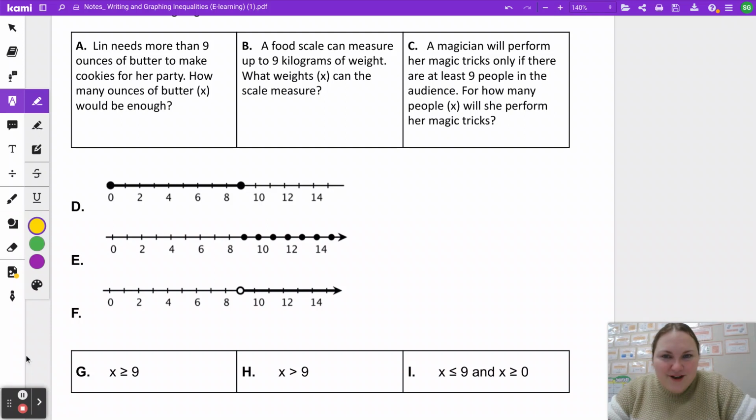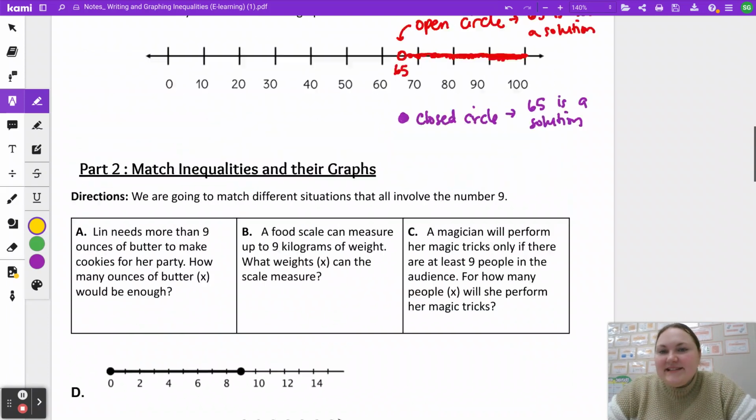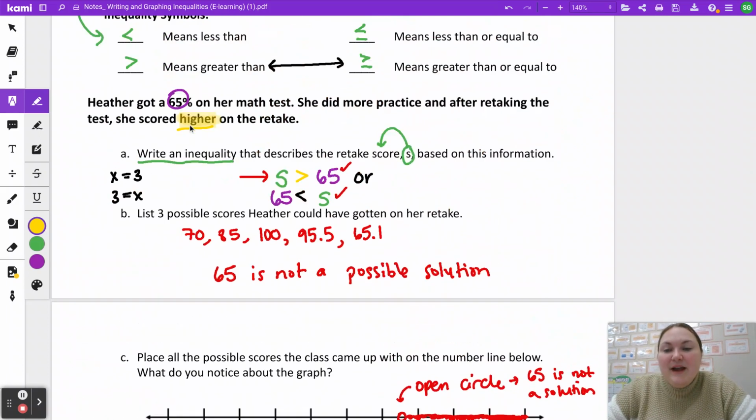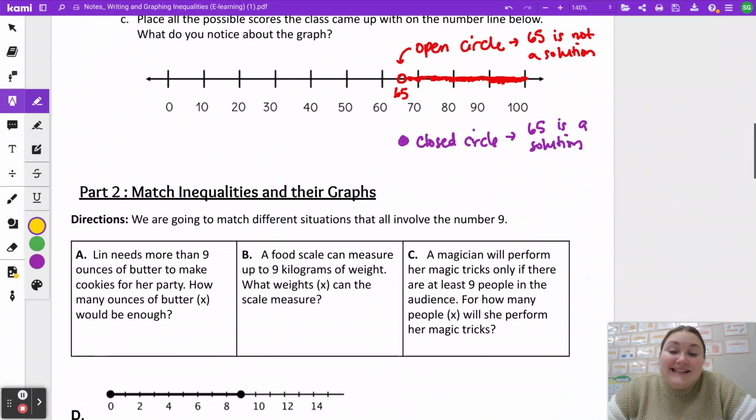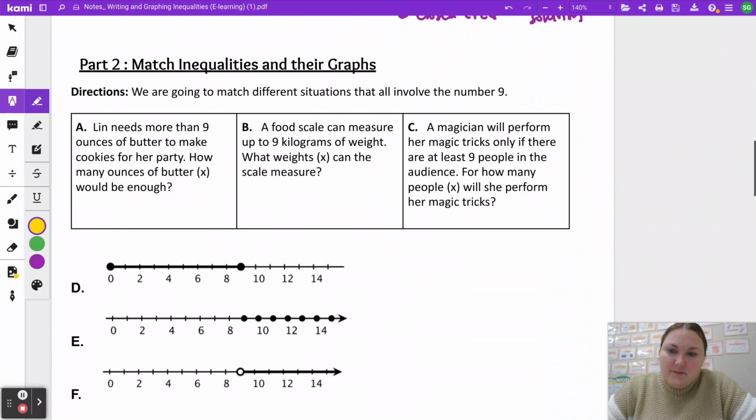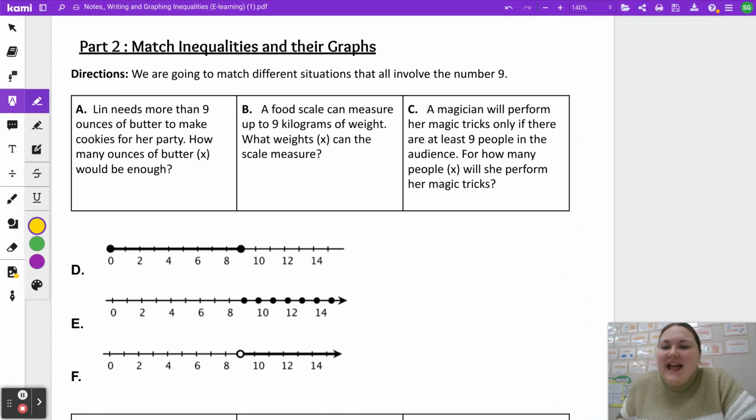And you are back, hopefully with some answers. As we read through these 3 stories, how I want to start is the same way we started with Heather's story. I want to find that key word, like higher, that's going to help us identify which inequalities we're matching it with. So for A, we've got Lynn needs more than 9 ounces of butter to make cookies for her party. That phrase more than is going to be what helps us identify the inequality.